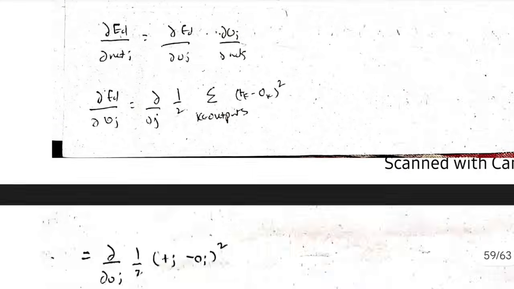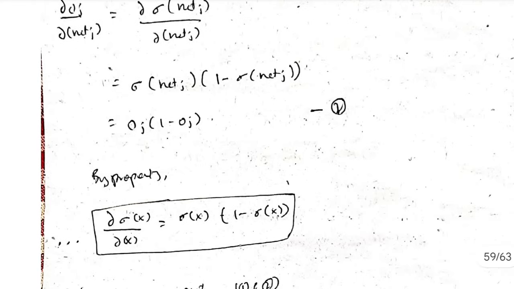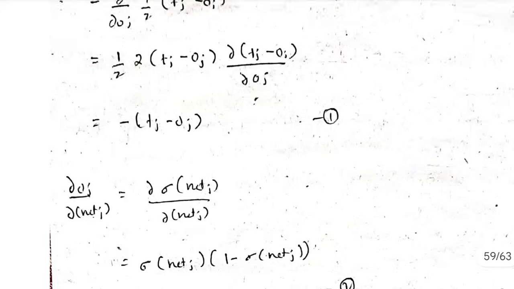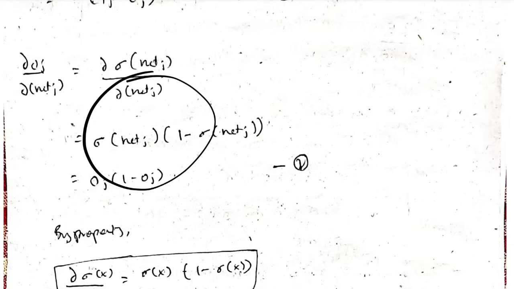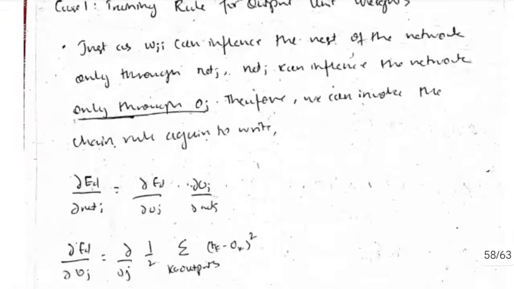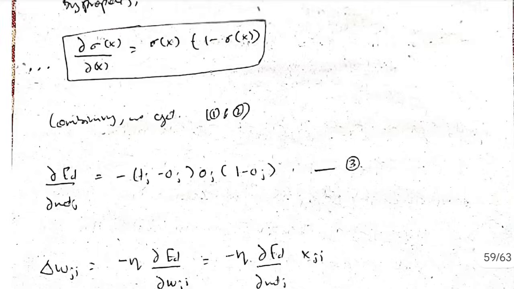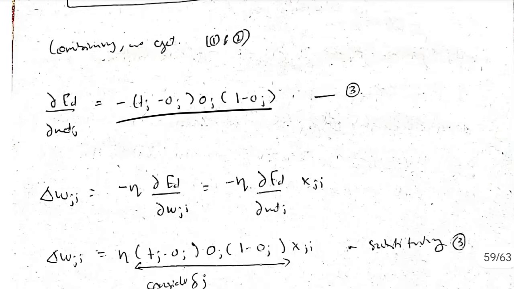In the same way I'll calculate ∂oj/∂netj also. This is a standard formula, ∂oj/∂netj. So by standard formula, which I have to learn by heart and write, the value I get is oj(1 - oj). I'll substitute both of these, 1 and 2, in the equation which I have written initially. If I substitute both answers which I just got in this equation, I'll get this one.